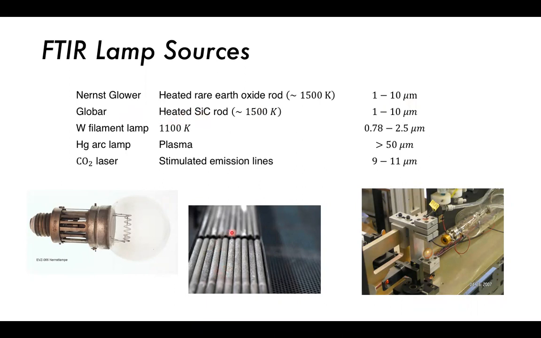We have glow bars as well. That's heated silicon carbide rods. Those are kind of a black body radiation source. They produce a broad infrared source. Tungsten filament lamps, temperatures around about 1100 Kelvin.